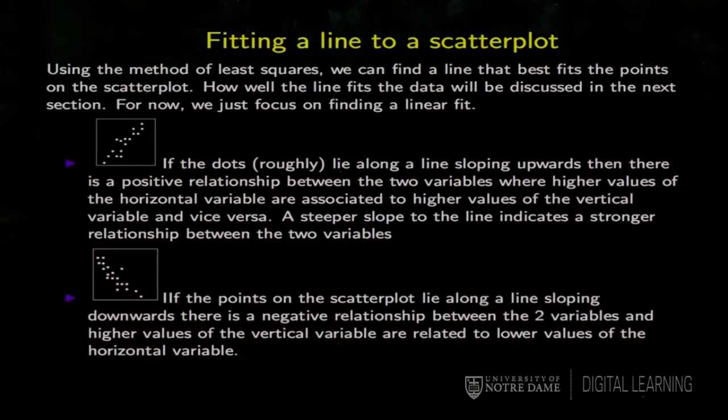On the other hand, if the points roughly lie on a line sloping downwards, there's going to be a negative relationship between the two variables, and higher values of the vertical variable will be related to lower values of the horizontal variable.